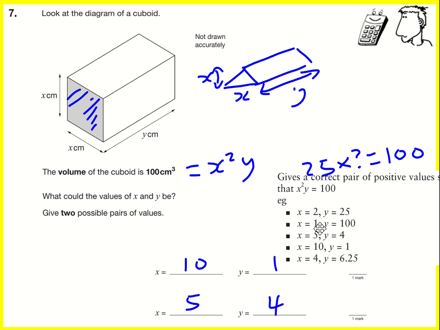So x is 1. 1 squared is 1. You then have to times it by 100. X is 2. That would give you x squared is 4. Then you'd have to times it by 25. You get some more awkward ones as well. X is 4. Then you'd get 16. And then you'd have to do 100 divided by 16 to get 6.25.